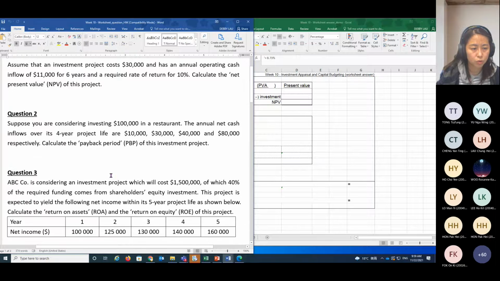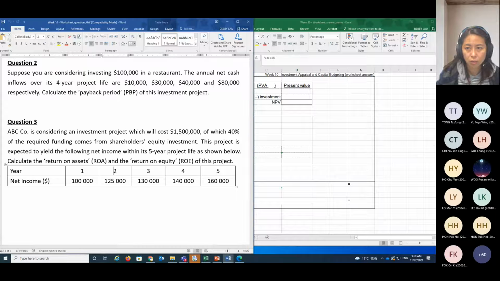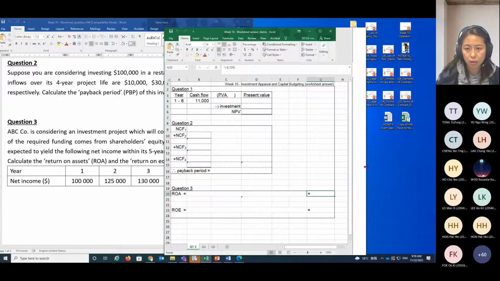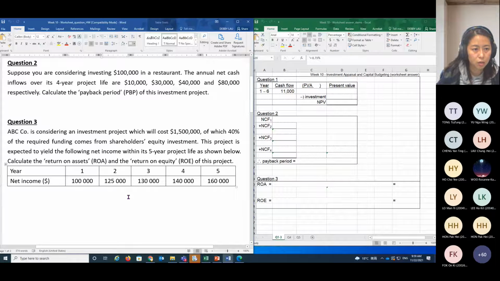So we did question 3 first, which is about ROA and ROE. ABC company considers an investment project which costs 1.5 million. 40% of the required funds comes from the shareholders' equity investment. So this project expects a yield, meaning a return.